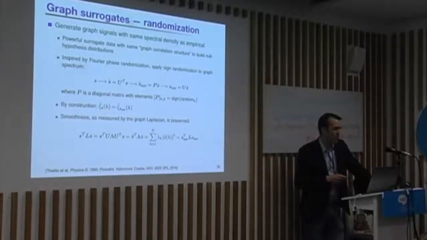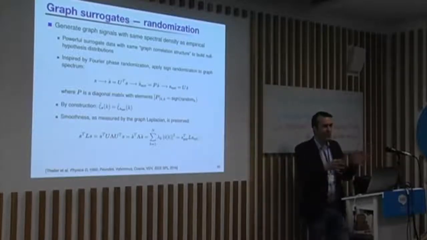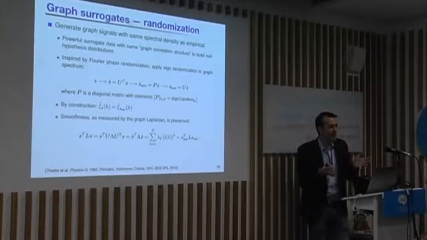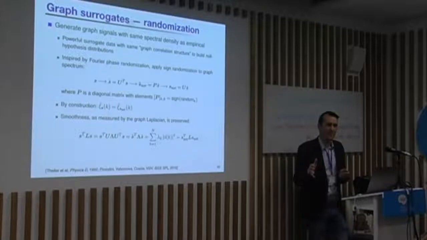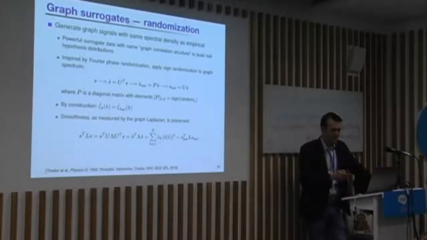So let's get concrete. Given our empirical functional signals, our graph signals, we want to generate random signals, surrogate data, that have the same graph correlation structure. Or in other words, that have the same graph smoothness. So how do you do that?